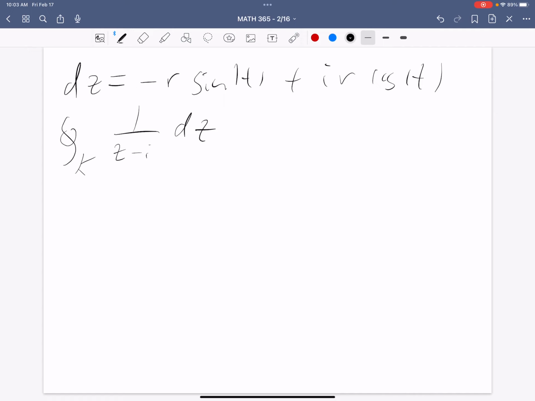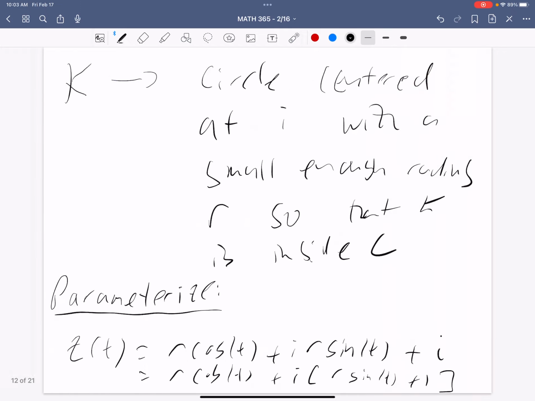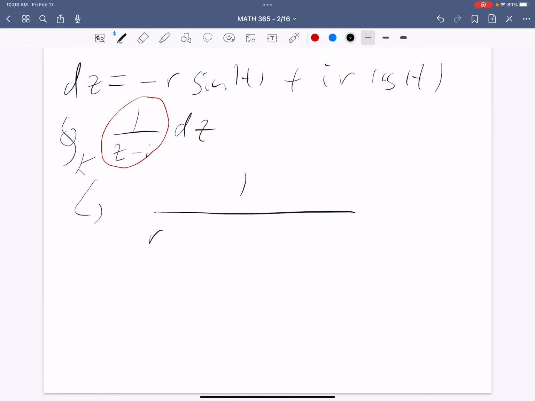All right, what are we going to do here? Well, the first thing we need to deal with, of course, is the 1 over z minus i. So we pop in the parameterization for z, and note that z minus i is actually just going to be r cosine of t plus i r sine of t. And now note that that would be 1 over r e to the it, right, because you can factor out the r, and then you've got cosine plus i sine t, so we know what that's equal to.